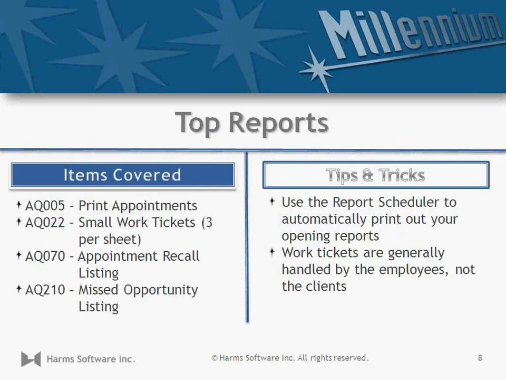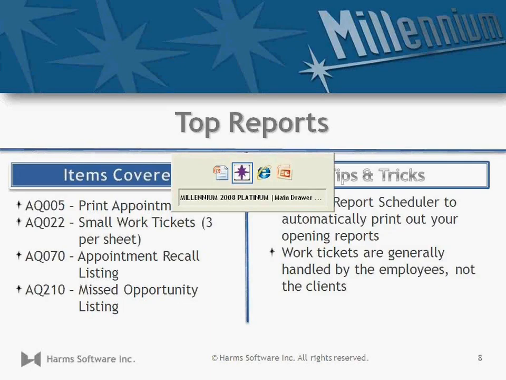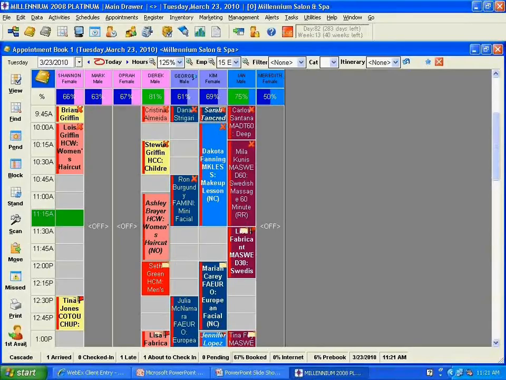And let's take a look now at our top reports. So items covered in here, these are a few of our different report numbers. We have our AQ005, which is just printing out employee schedules. Our AQ022 is those small client work tickets. Also, our AQ070 is our appointment recall listing. And our AQ210, which is where we come into play with that missed opportunity. So let's jump back into Millennium and take a look at some of those reports.